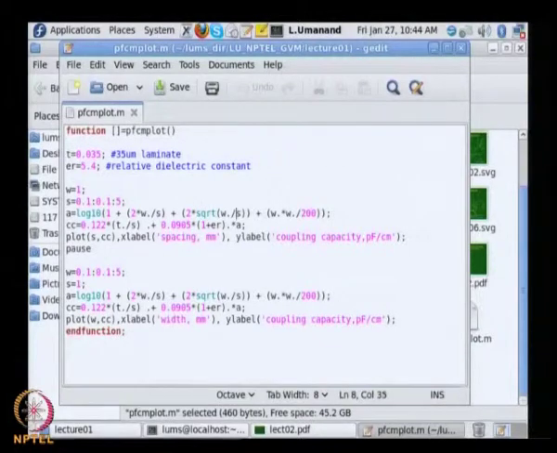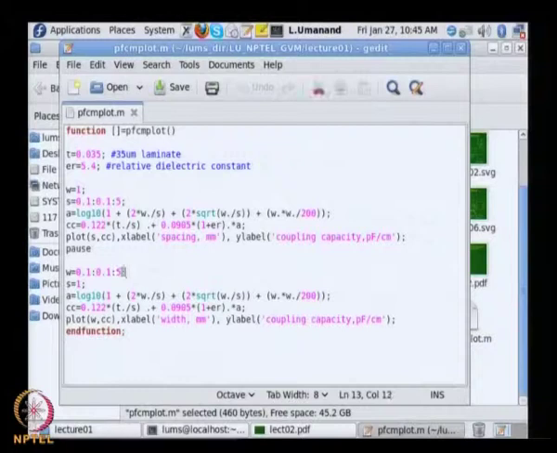Likewise, the multiplication and so on. And then we would like to see a plot of the coupling factor or coupling capacity, with the x axis being mm and the y axis being the coupling capacity in PF per centimeter. Then after that, we would also like to see not only with respect to S, but also with respect to the width of the track W.